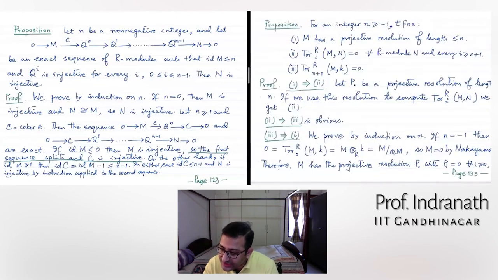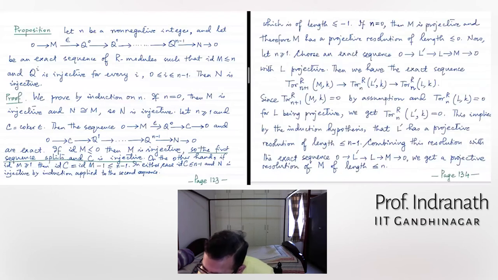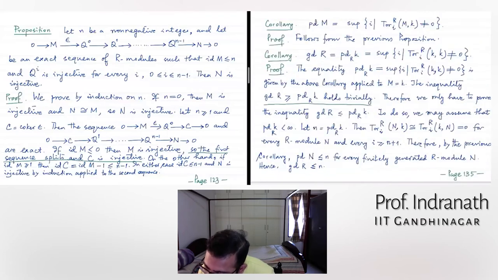A condition using the vanishing of Tor. Let me take you to this. So do remember this. Now this is something which will be immensely helpful for us, that the global dimension is actually the projective dimension of the field as an R module. Okay, so this is what will be useful for us.